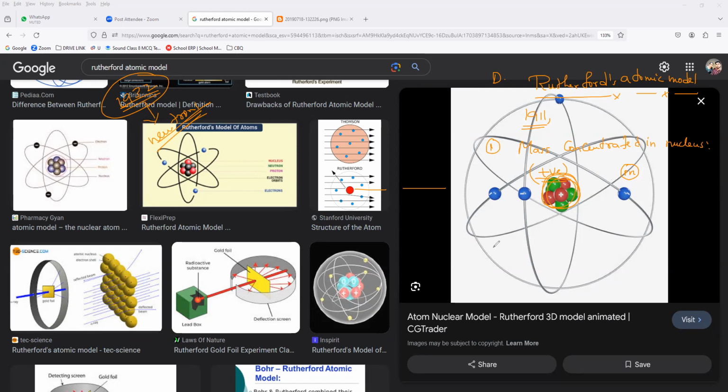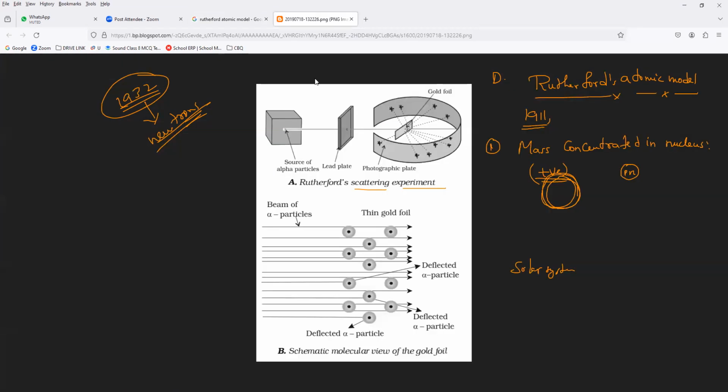It is similar to something. Anybody can tell? It is similar to the solar system. Understanding, all of you? That is why he considered them planetary electrons. Electrons are revolving around the nucleus like planets revolve around the sun, the same way. So that is the second point of Rutherford atomic model: planetary electrons.